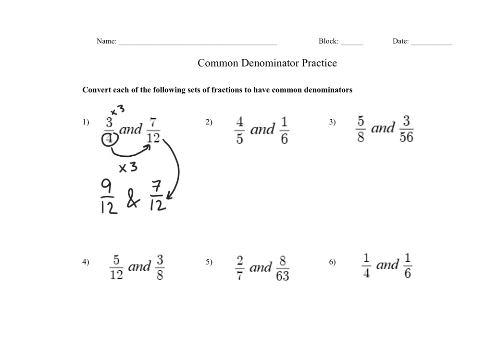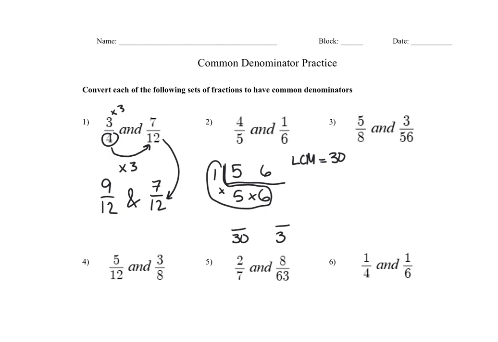Number 2, 5 and 6. There's no multiple of this. I can't just scale up. I'm going to use my ladder method. And I'm going to notice that, well, actually, they don't share any common factors. Go around, multiply these all together to find my least common multiple, which ends up being 30. So I'm going to scale each of these to have a denominator of 30.